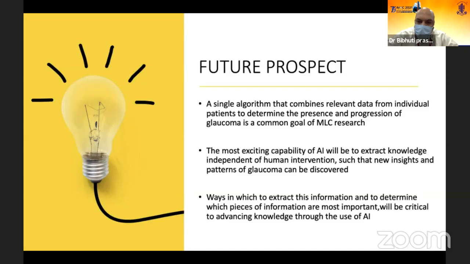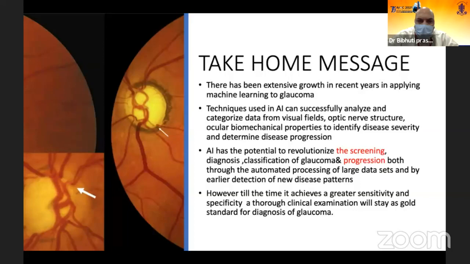This is very important. So the take home message of my talk is that there has been extensive growth in recent years in applying machine learning to glaucoma. We all are using artificial intelligence, although we are not aware or we don't want to get into the deeper part of the machines. We are all only concerned with the printout, but that is not so. The printout is coming out of artificial intelligence. It is giving you insight, and that is through artificial intelligence. The more the data, the more precisely the artificial intelligence will work.